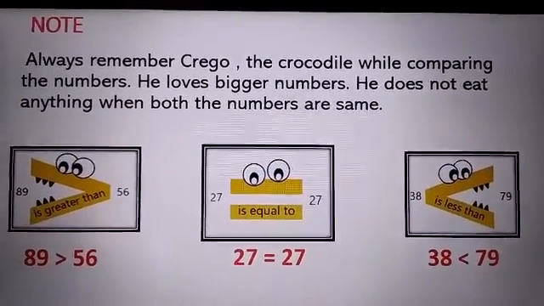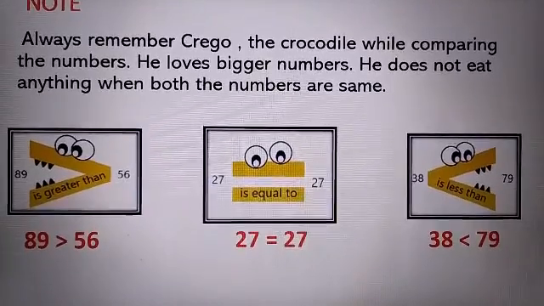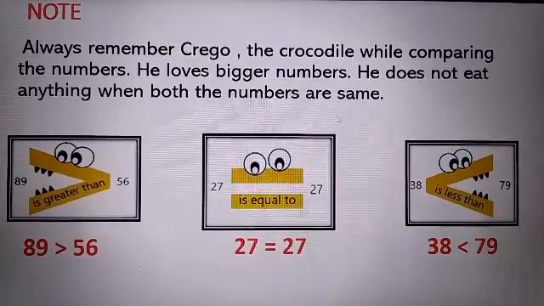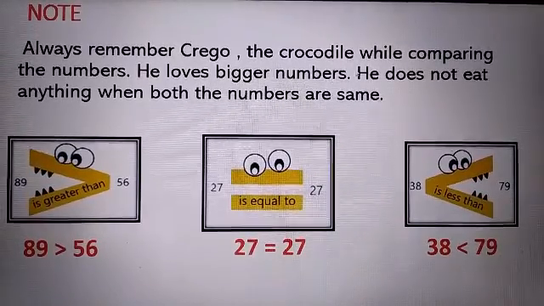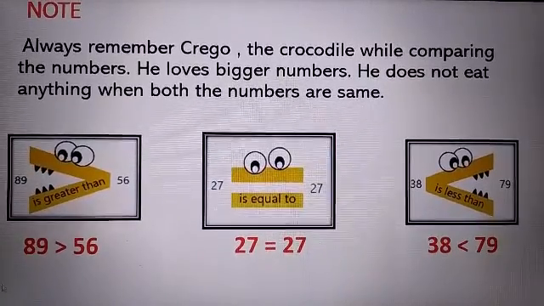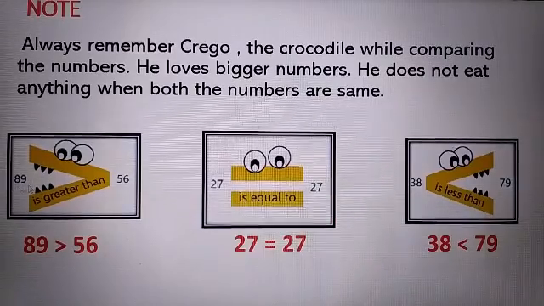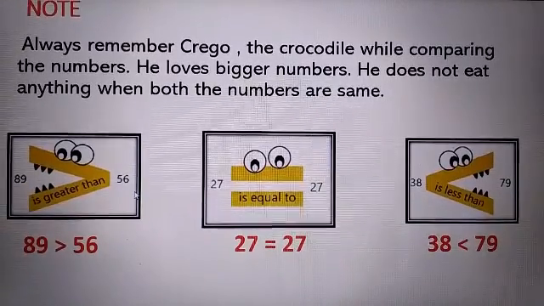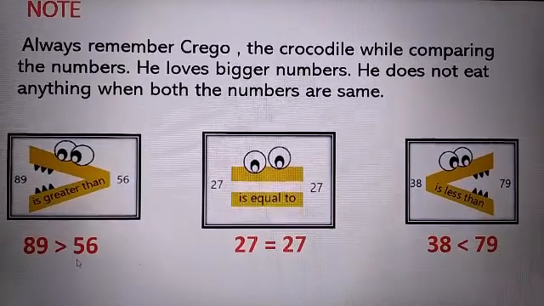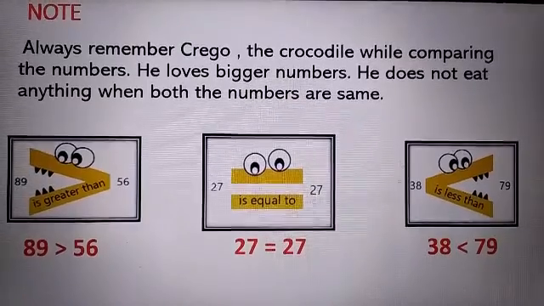Kids, so always remember Creow, the crocodile, while comparing the numbers. When you are comparing the numbers, never forget this crocodile whose name is Creow. He loves bigger numbers. He does not eat anything when both the numbers are same. So see here. This is your greater than sign. Mouth open of the crocodile towards the greater number, 89 and 56. Here you have to see the number on the tens place. That is, 8 is bigger than 5. So the crocodile is eating the number 89.